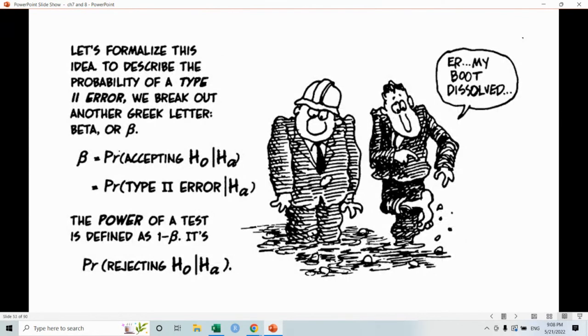But let's formalize this idea to describe the probability of a type 2 error. We break out another Greek letter, beta, which is the Greek letter B. So the probability of accepting the null given the alternative is equal to the probability of a type 2 error given the alternative. The power of a test is defined as 1 minus beta. So it's the probability of rejecting the null given the alternative hypothesis.